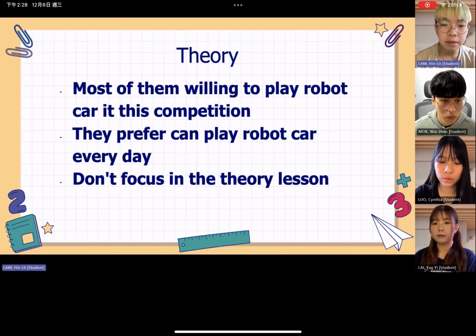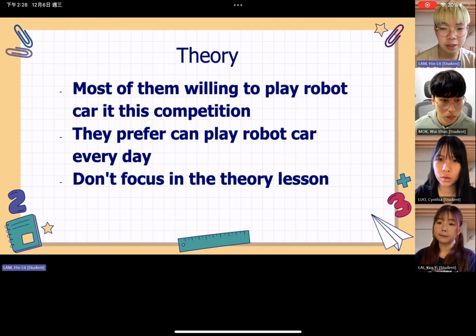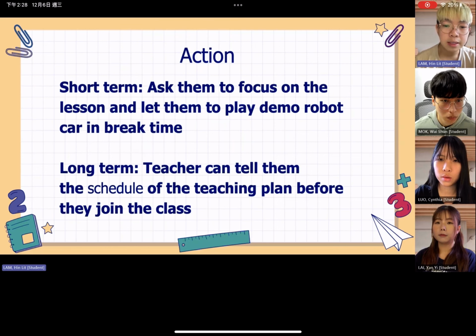For the theory part, most of the students are willing to play a robotic card in this company, so they prefer that all lessons let them play the robotic card for practice or to change the design. But we need to teach them some theory first, so they don't focus in the theory lesson. At that moment, we tried to ask them to focus on the lesson and told them they can play the demo card in the break time. For the long term, I think the school teacher can tell them the teaching schedule before they join this competition.